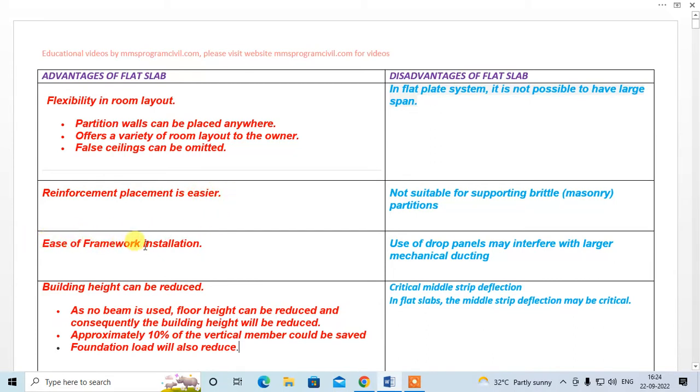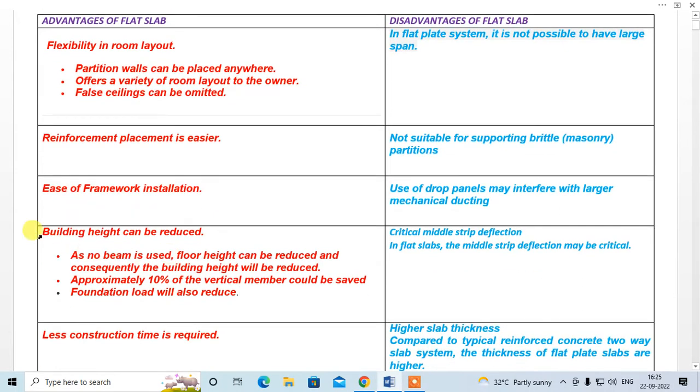Ease of formwork installation. That is, in case of flat slab, you just have to provide a flat formwork because there are no beams. So placing a formwork is easy and economical. Building height can be reduced. As no beam is used, floor height can be reduced, and consequently, the building height will be reduced. Approximately 10% of the vertical member could be saved. Foundation load will also be reduced. Less construction time is required.